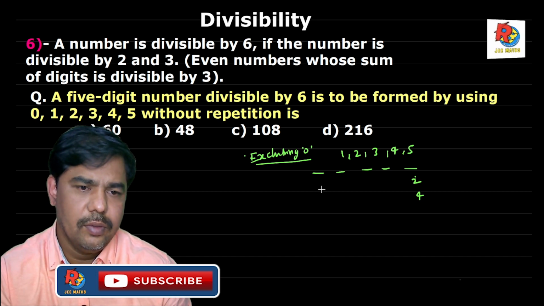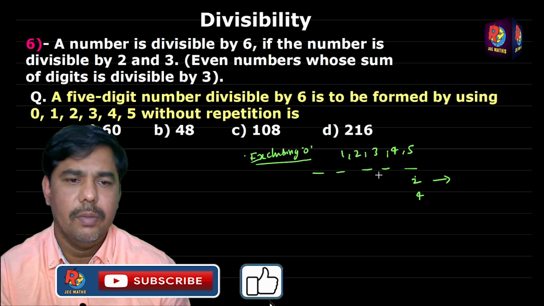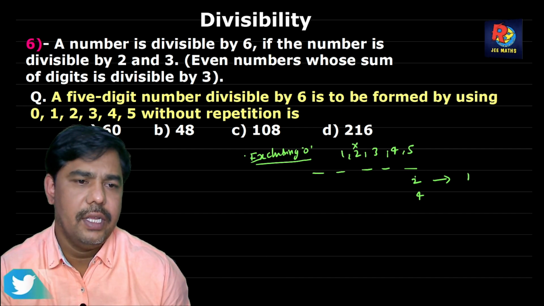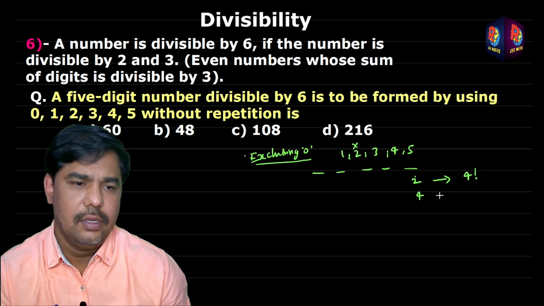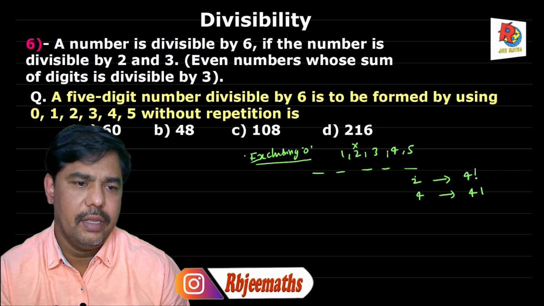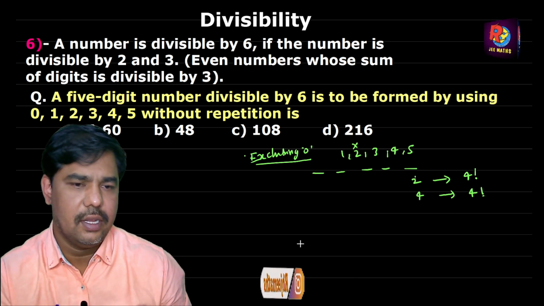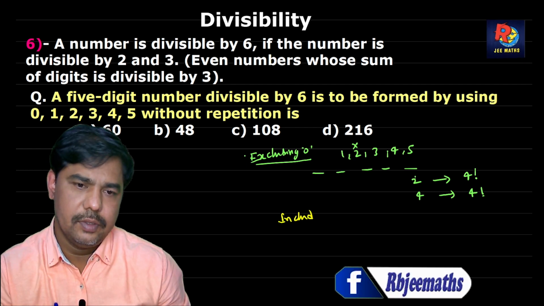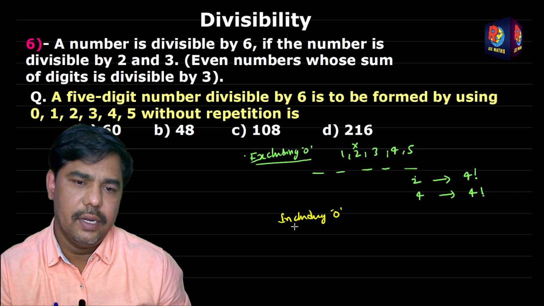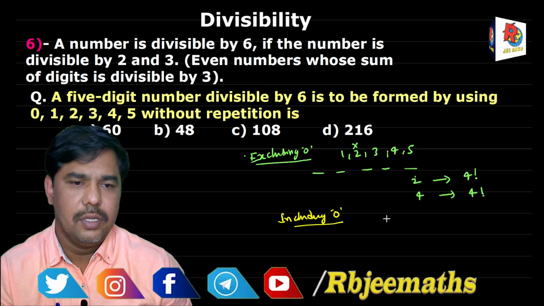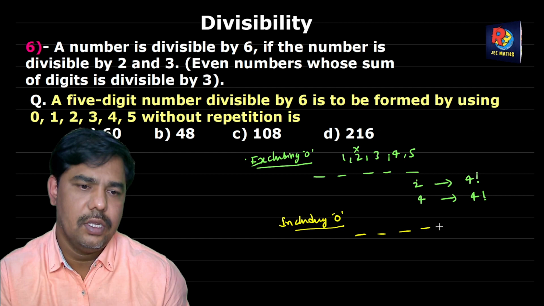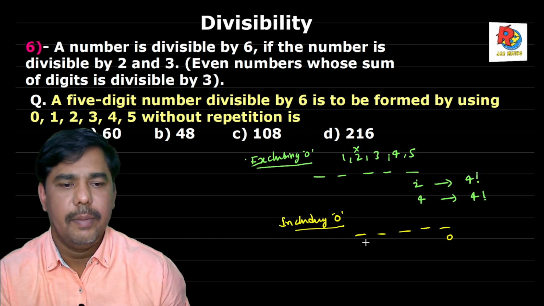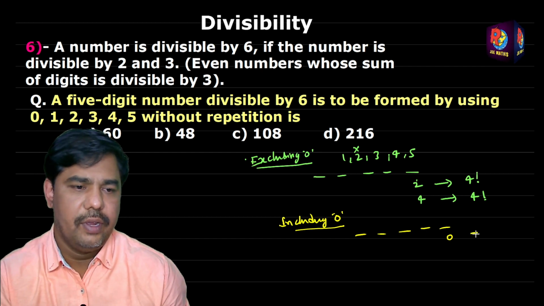If I take 2 in the first case, then 4 digits remain, and these 4 can be arranged in 4 factorial ways. If I take 4, again 4 remain, and 4 factorial ways I can arrange. Here 2 cases are there. Now if I include 0, with the digits 0, 1, 2, 3, 4, if I take 0 here, no issue. The remaining 4 I can arrange in 4 factorial ways.